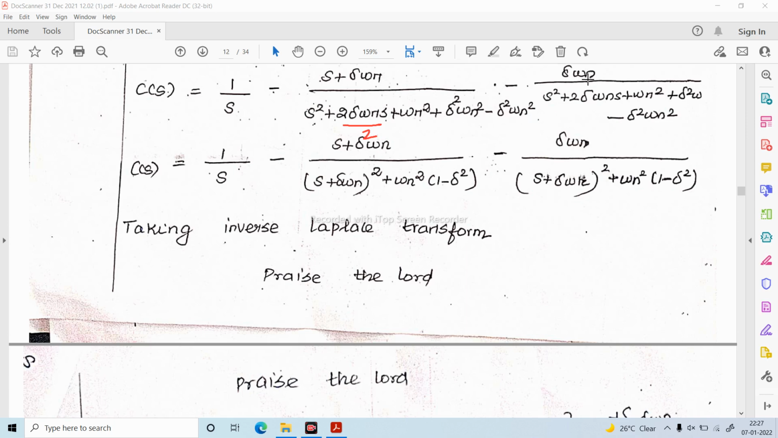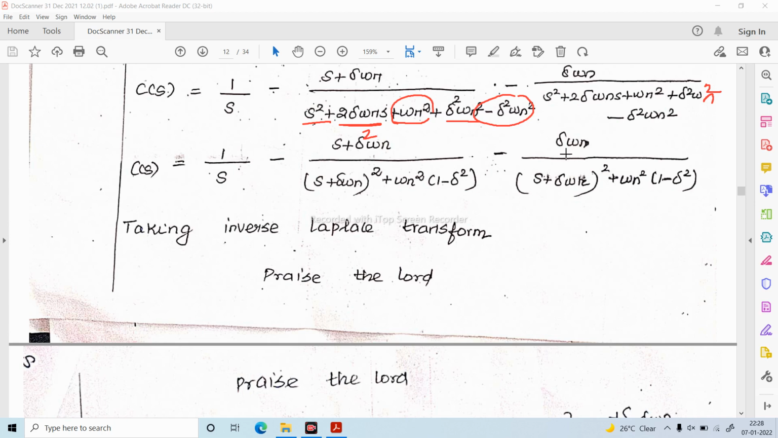In a similar manner, you have to do like this. Delta omega n divided by s square plus 2 delta omega n s plus omega n square plus delta square omega n square minus delta square omega n square. Okay, next C of s equal to 1 by s plus delta omega n. How can we write this? s square plus 2 delta omega n s plus delta omega n the whole square. Okay, this looks like a plus b the whole square, no? So s plus delta omega n the whole square plus omega n square minus delta square omega n square. Take omega n square common. So inside I am having 1 minus delta square.